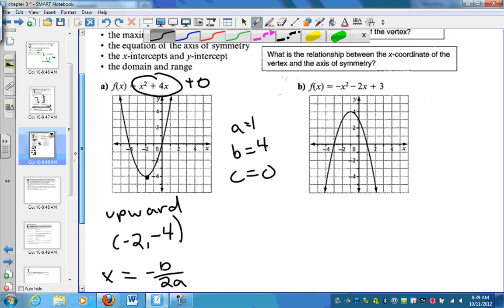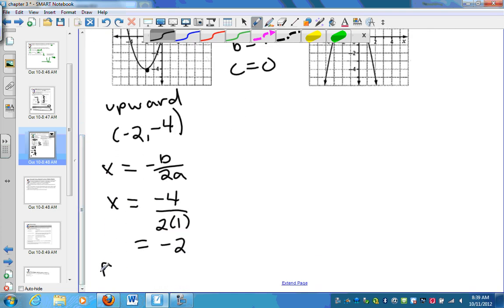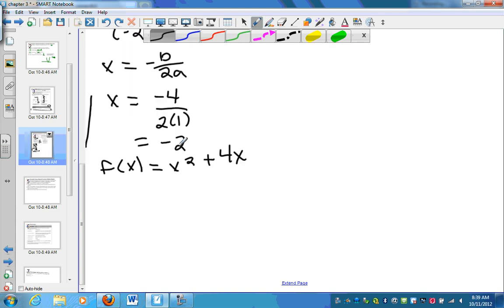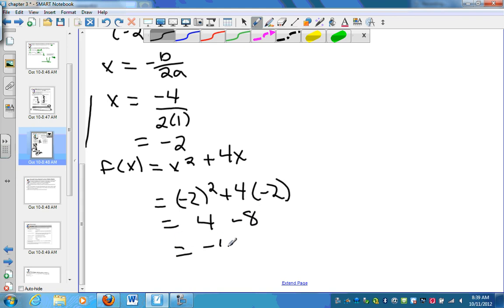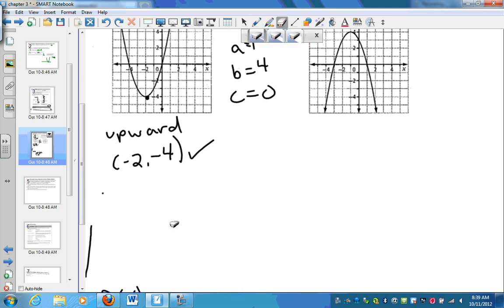So if we didn't have the graph, then we could put that x value in and spit out the y. So our function was f of x, or y, is equal to x squared plus 4x. So we're going to put in our value of x. So we're going to get negative 2 squared plus 4 times negative 2. So this is equal to 4 minus 8. This is equal to negative 4. And there we got the y-coordinate of our vertex. Just another way to do that. So there's our vertex.